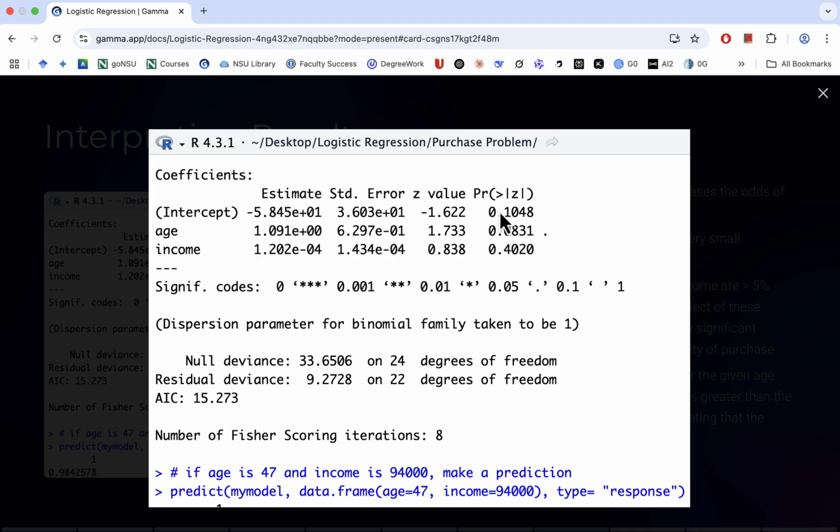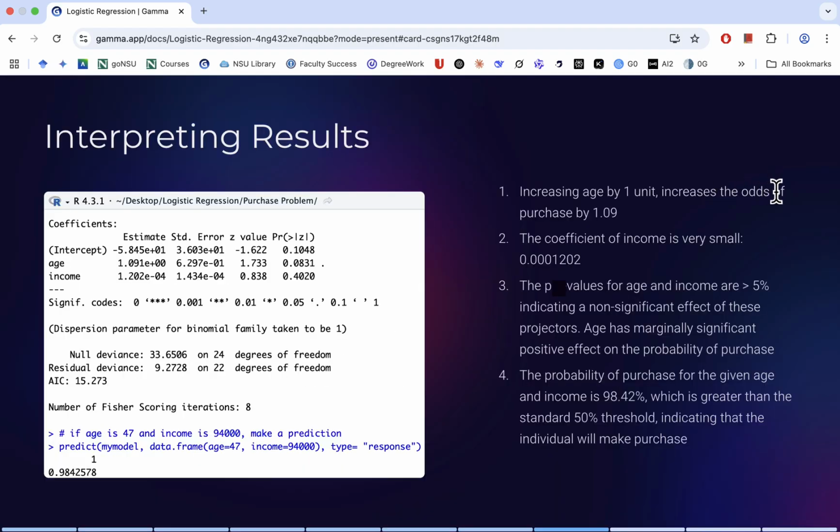And these are probability values. The probability values for age and income are 0.0831 and 0.4020. Both are greater than 5% or 0.05, which means they are not significant. This shows that the coefficient of age, which is 1.091, means that when age is increased by 1 unit, it increases the odds of purchase by 1.09. The coefficient of income is very small, 0.000102, and the p-values are greater than 5%, indicating a non-significant effect.